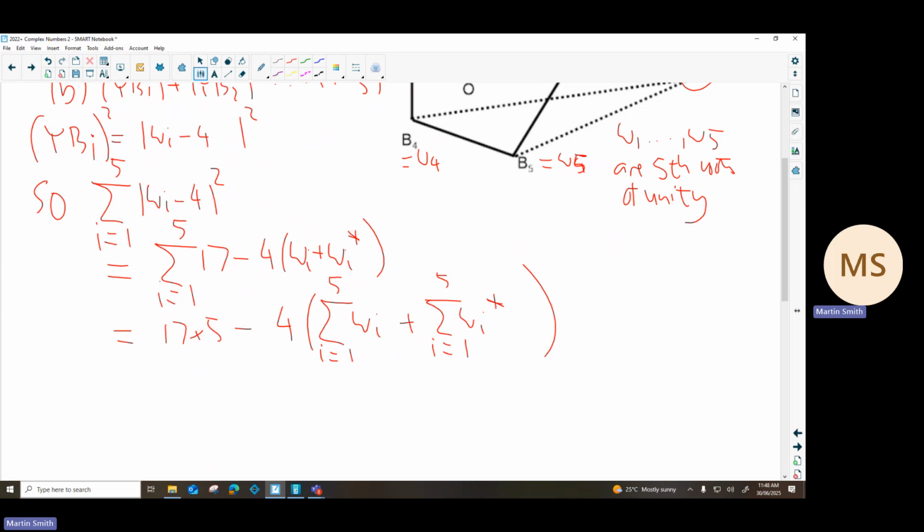Now, what's this? This is the sum of the roots of unity of a complex number, and that sum is 0. The sum of the roots of unity of 1 is always 0. This is the sum of the conjugates of the roots, which is therefore going to be the complex conjugate of 0, which is also 0. So consequently, this is 85 minus 4 into 0 plus 0, which is 85, as was required to be shown.